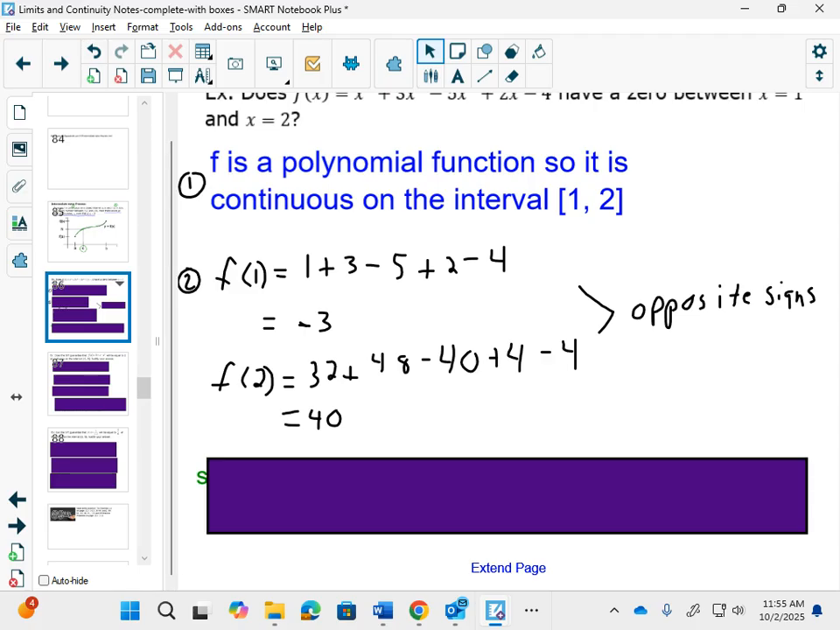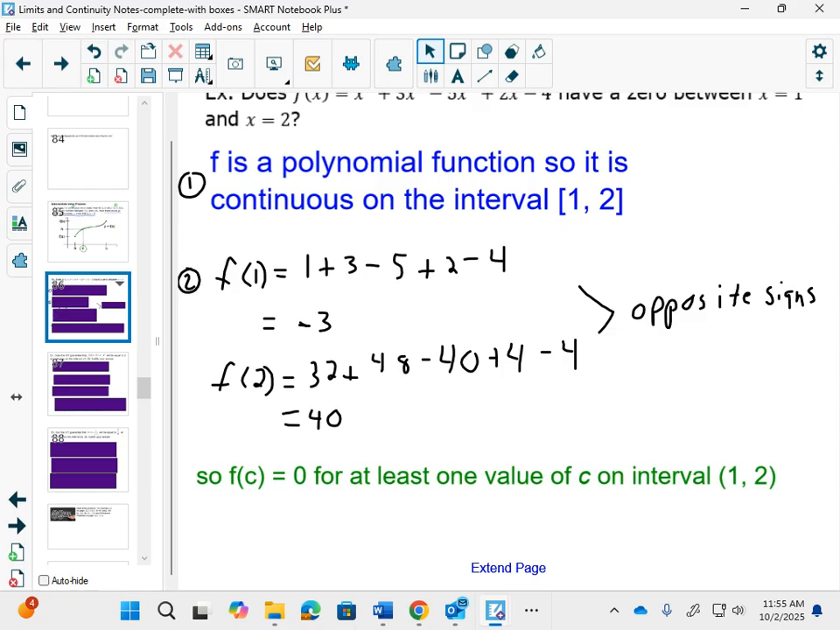And then, since 0 is in between -3 and 40, that's step number 3: by the intermediate value theorem, there has to be at least one number between 1 and 2 that makes this work out perfectly. Can someone give me an example of a number between 1 and 2? 1.5. Okay?